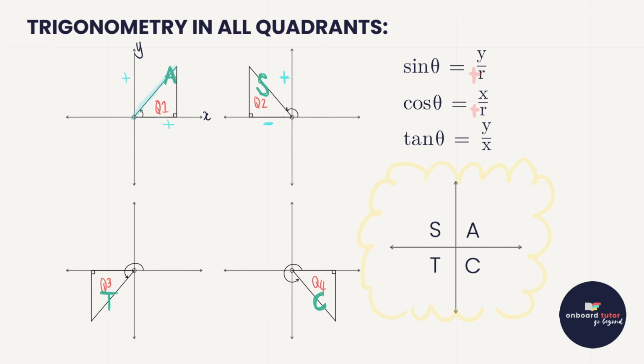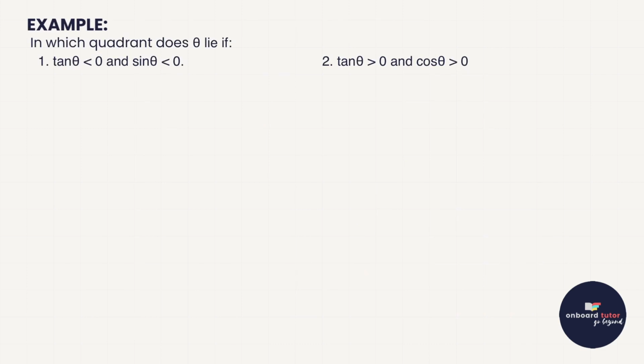So everything that is represented here is positive in that quadrant. In quadrant 1, all are positive. In quadrant 2, sine is positive, but cos and tan are negative. In quadrant 3, tan is positive, but sine and cos are negative. And in quadrant 4, cos is positive, but sine and tan are negative. Let's have a look at some examples now.